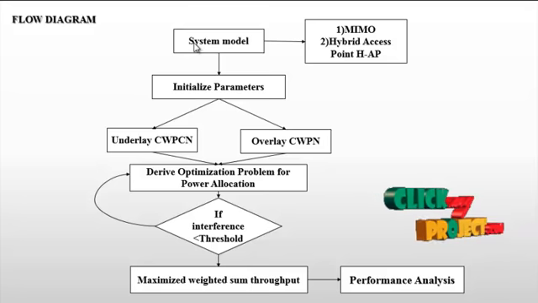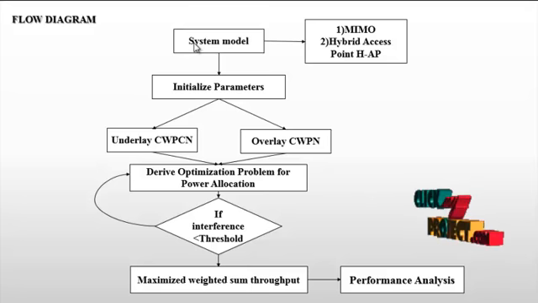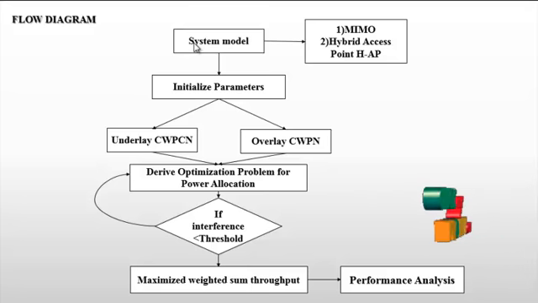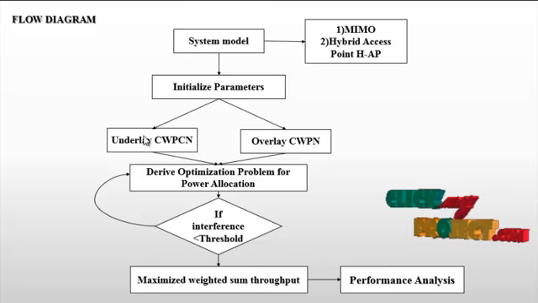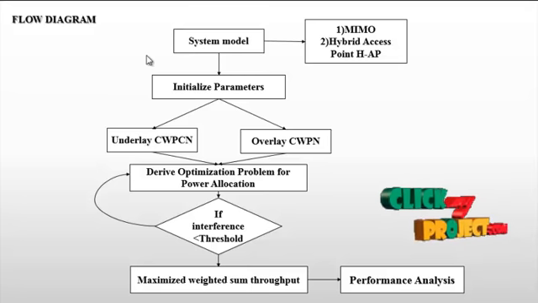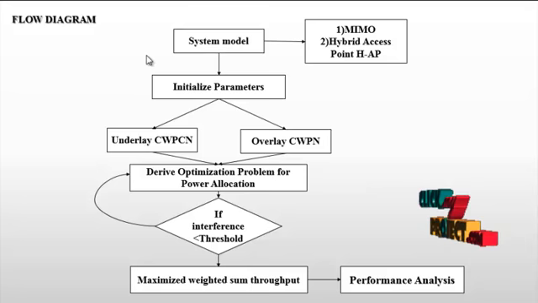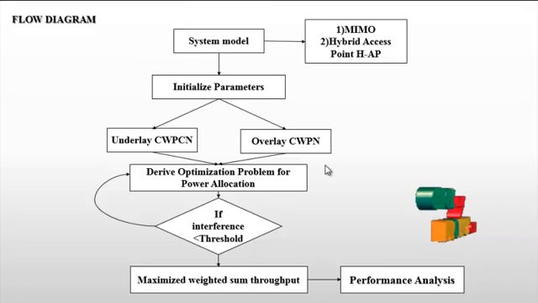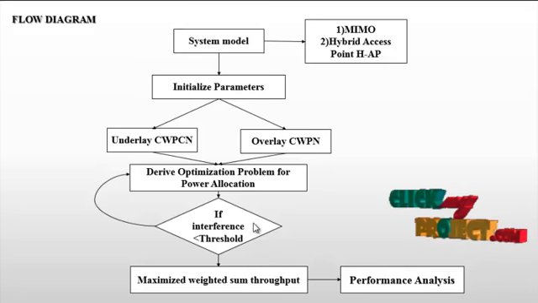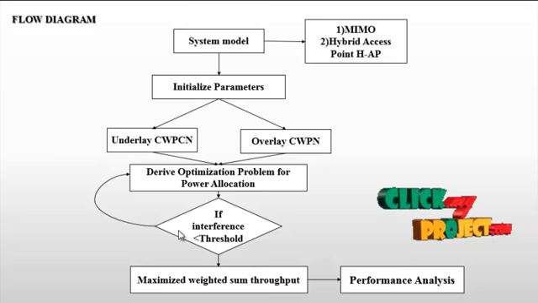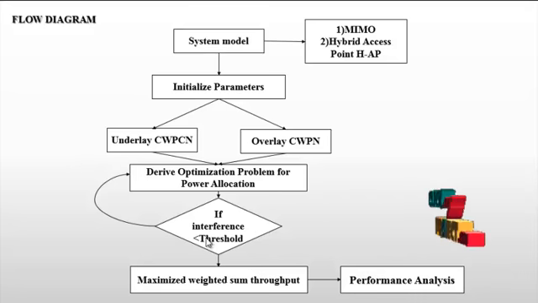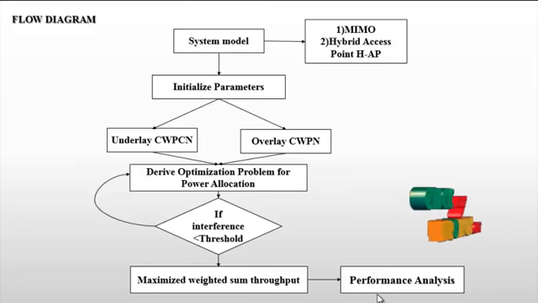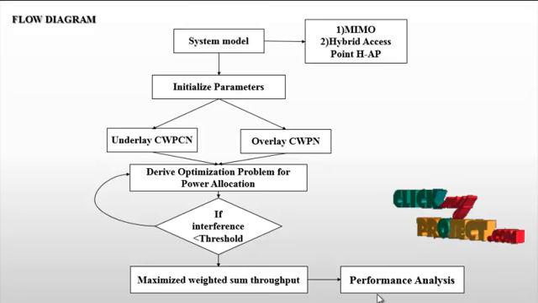Whatever it may be, the HAP and the MIMO, all the parameters should be initialized. There are two types of parameters, underlay and overlay. In the underlay process we derive the optimization problem for the power allocation, and the particular power should be allocated. The same applies for the overlay process. If the interference is less than the threshold value, the process continues with the optimization. If not, the maximum weighted sum throughput will be calculated, and finally the performance analysis will be evaluated using BER and SNR.